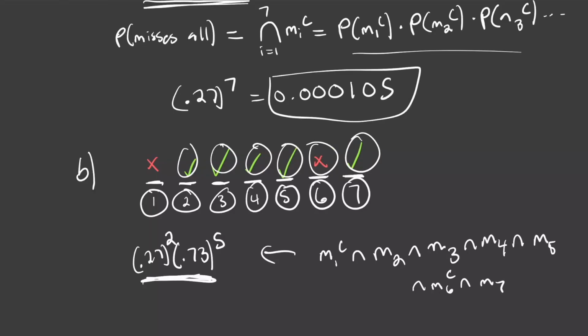So every single way that we could have sequenced his makes and misses will give us the same probability, this one right here. So now how many ways are there that he could have made 5 free throws and missed 2? This is just a basic multinomial problem. We've done this a million times.